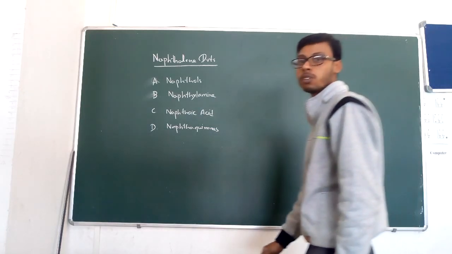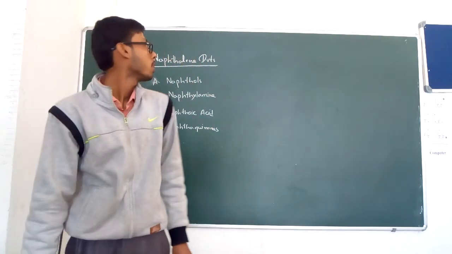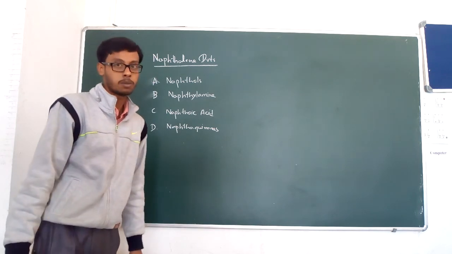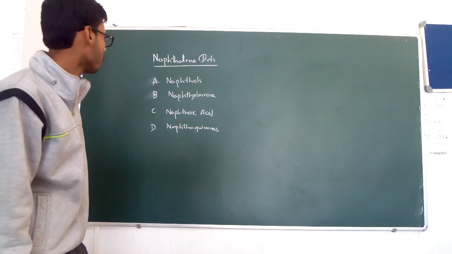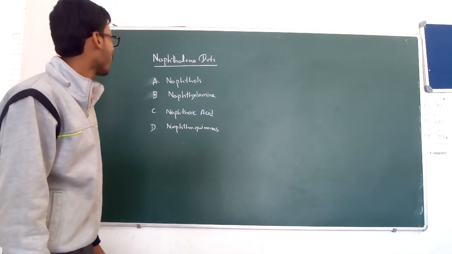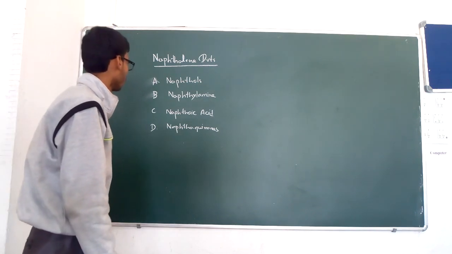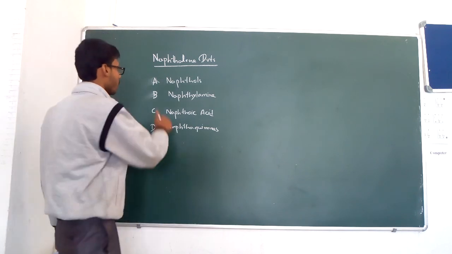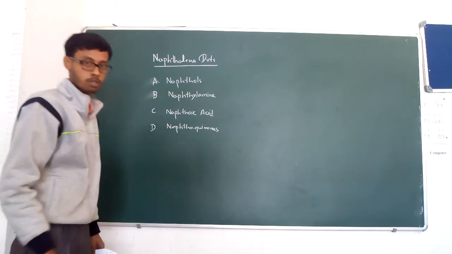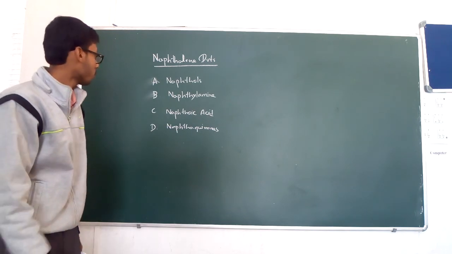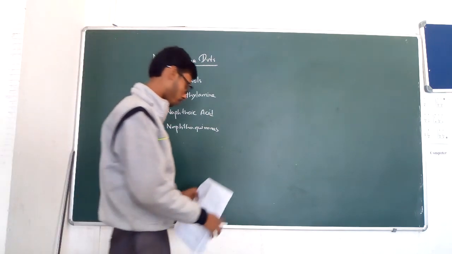So already we discussed naphthalene under the polynuclear hydrocarbon unit. Now going to the various naphthalene derivatives. Here we will discuss the naphthalene derivatives, which are the naphthols, naphthylamine, naphthoic acid, and naphthalene. Now the first one is the naphthols.